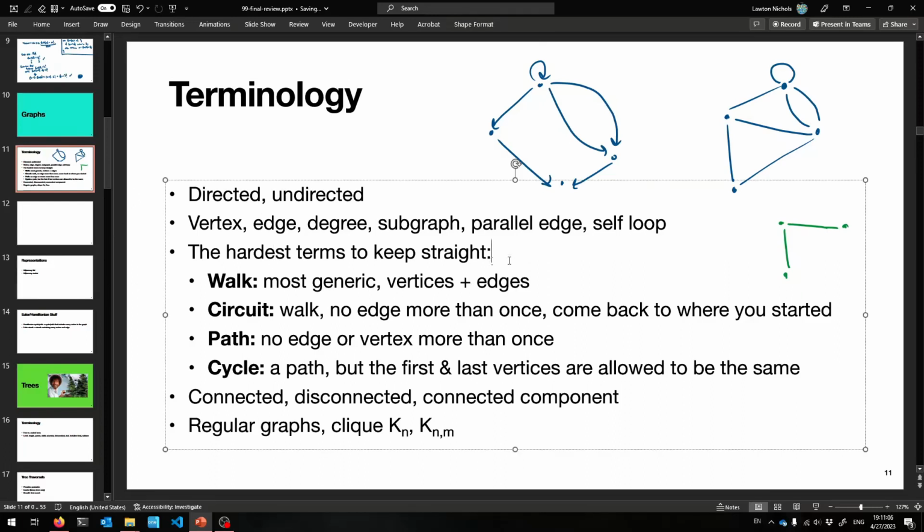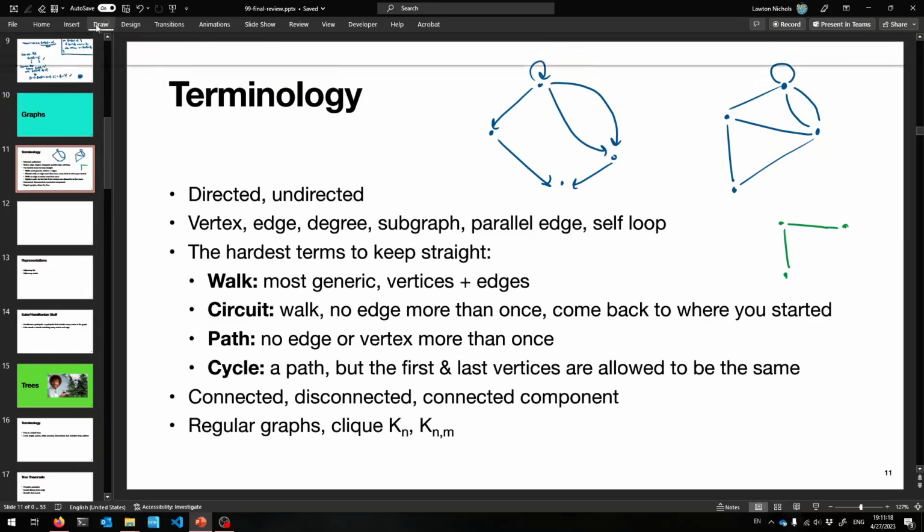The hardest terms to keep straight are walk, circuit, path, and cycle. If you study it hard enough, I promise it will make enough sense. A walk is just very generic. It's telling you, I moved in this direction. I started at this vertex. I followed this edge. I'm at this vertex now. I followed this edge. I'm at this vertex now. It tells you exactly what happened in as much detail as possible.